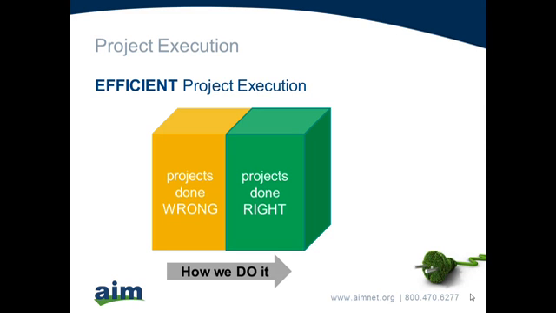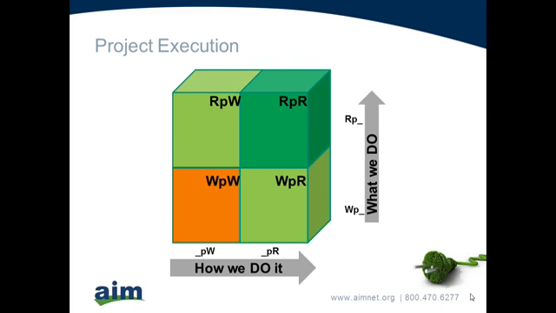When we overlay efficient and effective projects, we get this matrix of how we do what we do. And if we look at it, what we want to try to do is we want to be up in this upper right quadrant. We want to do the right project right. We want to select the right project, the effective project, and we want to execute the project efficiently.